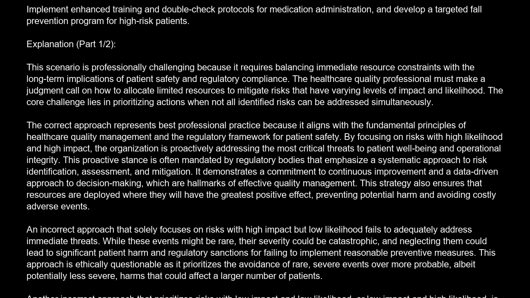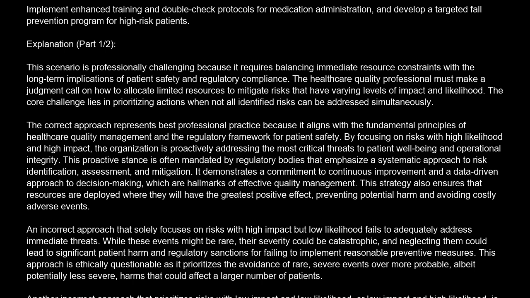The correct answer is B. Implement enhanced training and double-check protocols for medication administration, and develop a targeted fall prevention program for high-risk patients. Explanation: this scenario is professionally challenging because it requires balancing immediate resource constraints with the long-term implications of patient safety and regulatory compliance. A healthcare quality professional must make a judgment call on how to allocate limited resources to mitigate risks that have varying levels of impact and likelihood.